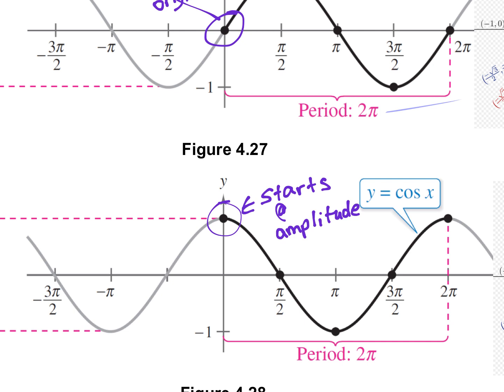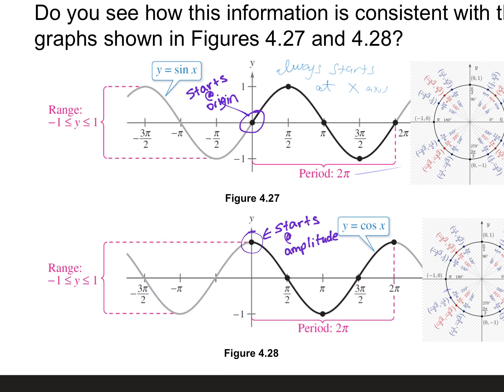And you guys are like, oh my gosh, now she's throwing different words at us. Amplitude just means range. How high and how low this goes, that's it. But there's going to be a bunch of different parts of things to identify to help you figure out how to graph your curves here.